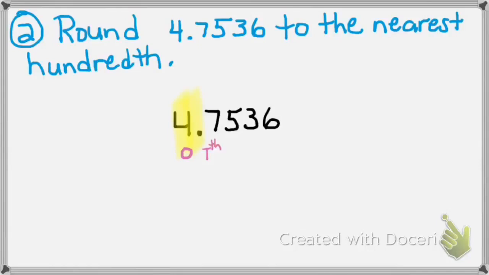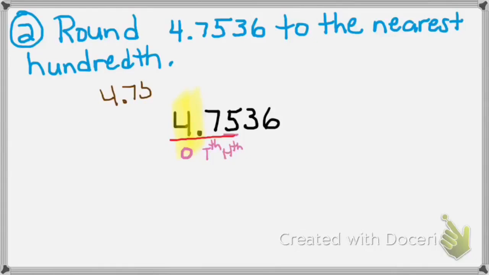After tenths, not ones, tens, or hundreds, but hundredths, with a TH. So this is my hundredths column. That 5 is in the hundredths column. If I'm rounding to the nearest hundredth, I underline that 5 because it's in the hundredths column, and everything to the left of that.